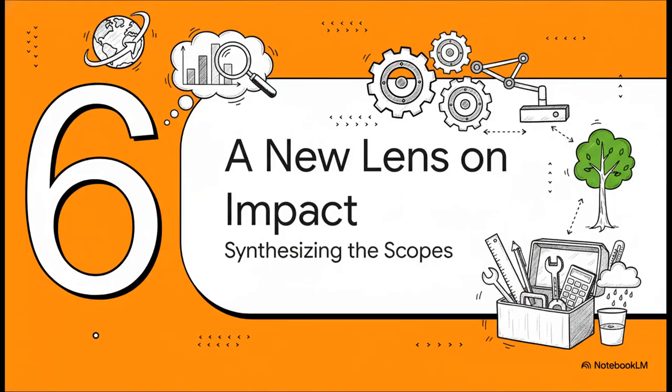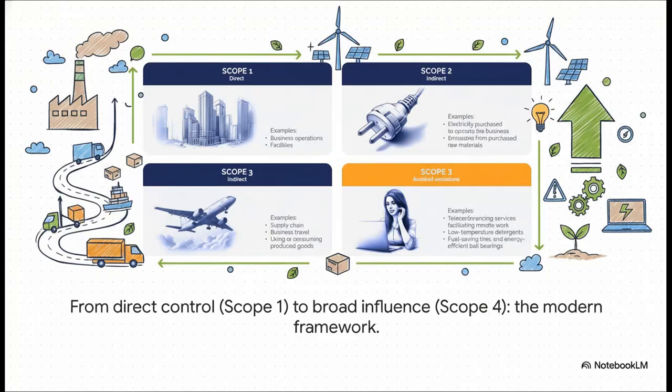Okay, so let's pull all these threads together and look at what this complete toolkit for understanding climate impact really gives us. And here you can see the whole picture. It's a journey that starts with direct control in Scope 1, moves to direct influence over energy in Scope 2, expands to the entire value chain in Scope 3, and finally looks at enabling positive change in the world through Scope 4. Together, these 4 scopes give us a truly complete 360-degree lens to analyze a company's real impact on the climate.